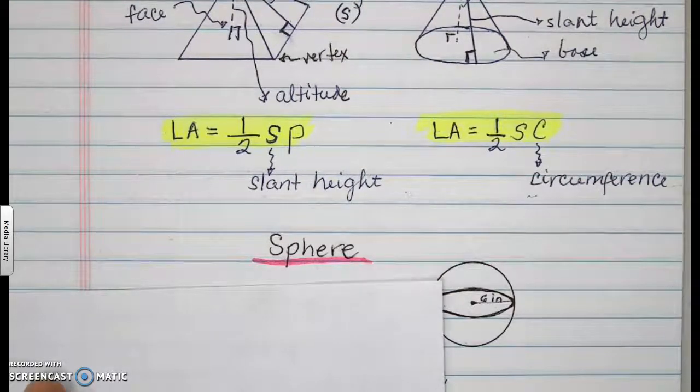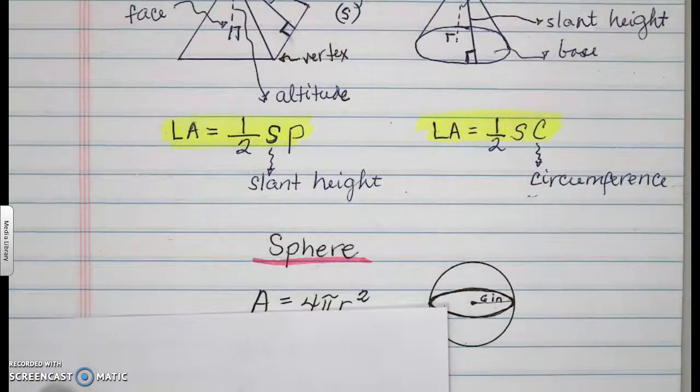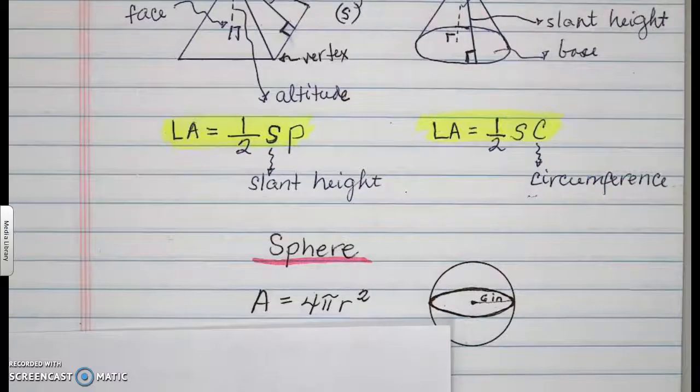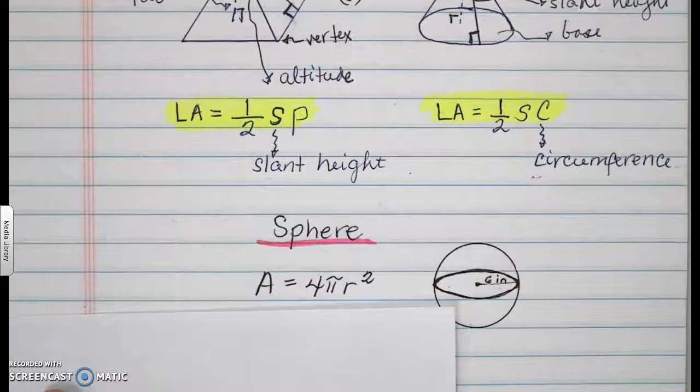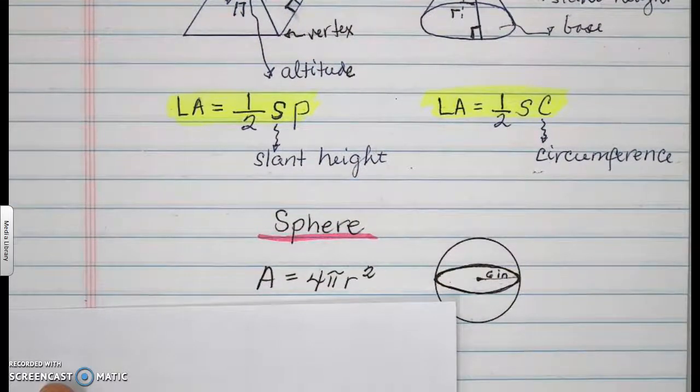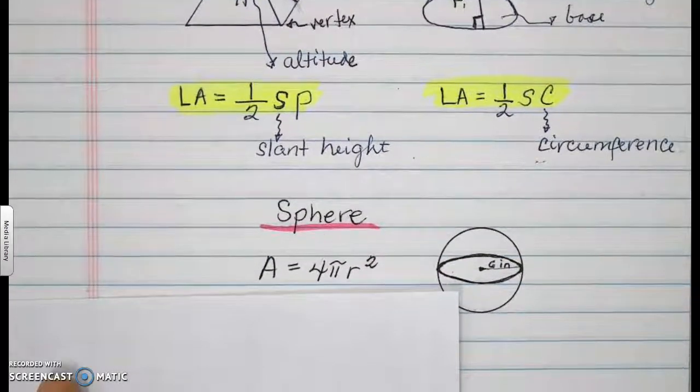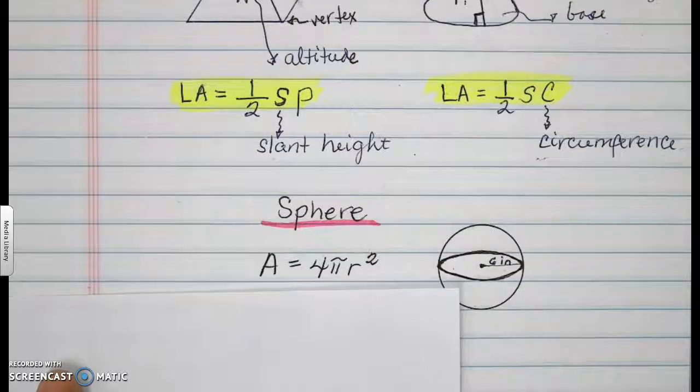Now let's discuss the last and final solid that we have, which is a sphere. A sphere has a formula of area equals 4 pi r squared. A sphere has no base, so therefore it only has one total surface area, which can be calculated by following this formula that I have with you right now.